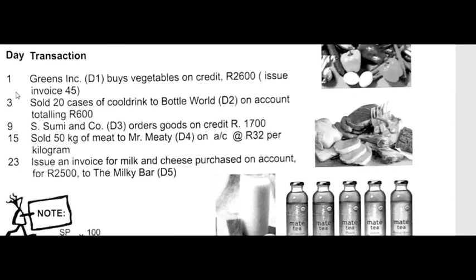The first transaction says, on the 1st, Greens Inc., debtor 1, buys vegetables on credit. So the words on credit must indicate that it would affect the debtors journal because they are buying from us, but they are not paying us immediately. 2,600 Rand, and we issue invoice number 45.